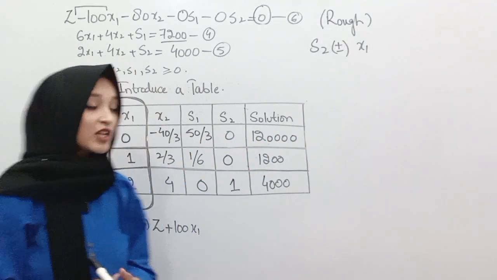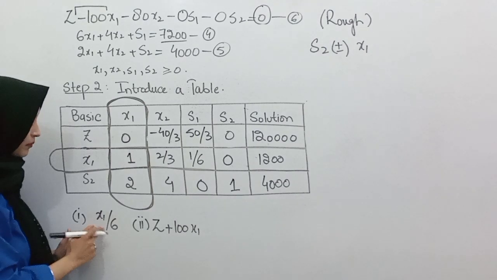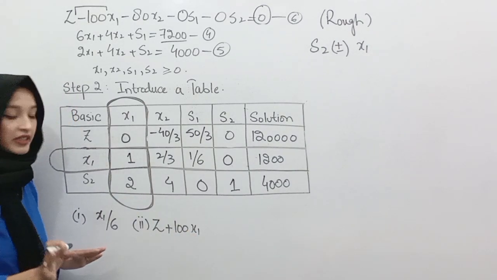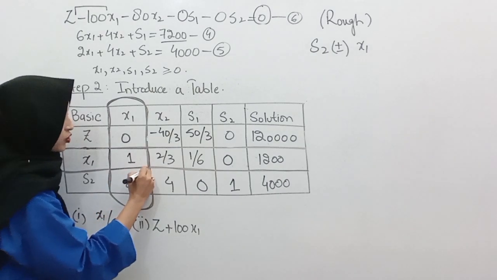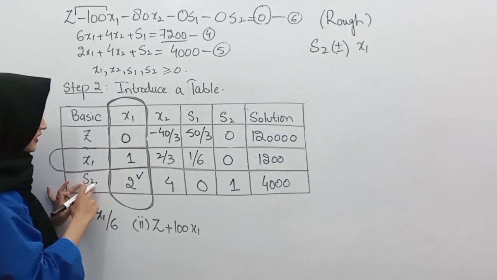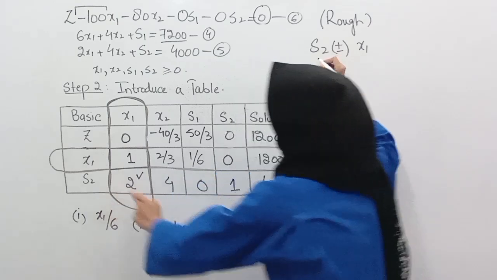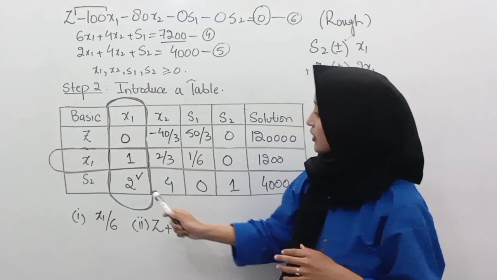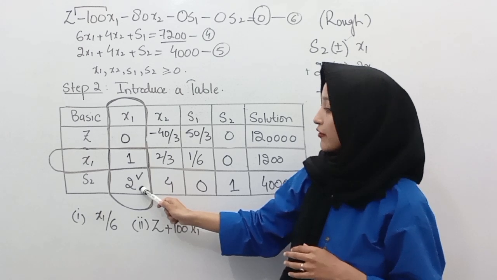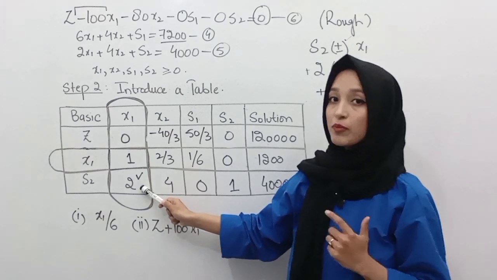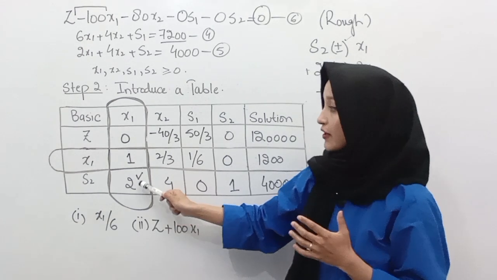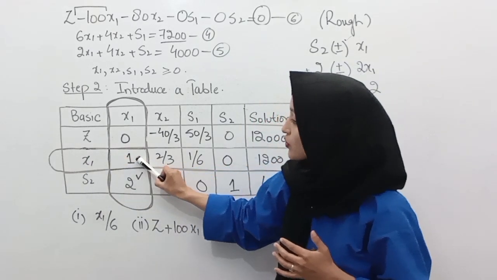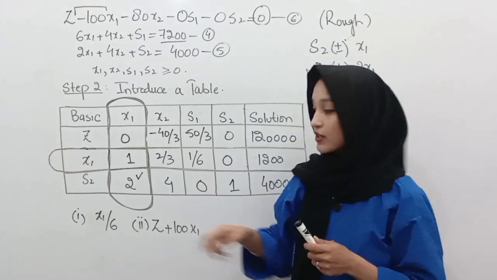The row operations that we have applied up till now are x1 divided by 6 and z plus 100 into x1. But we are not done yet. We have to make 0 here as well. So the row that is getting changed is S2. Then we apply a plus minus sign and we are using the row x1. As you see, there is a positive 2 element here and we have to make it 0. For that purpose, we must subtract 2 from it. And by using the row x1, we will first multiply the row x1 by 2 and then we subtract both of them to get 0 over here.